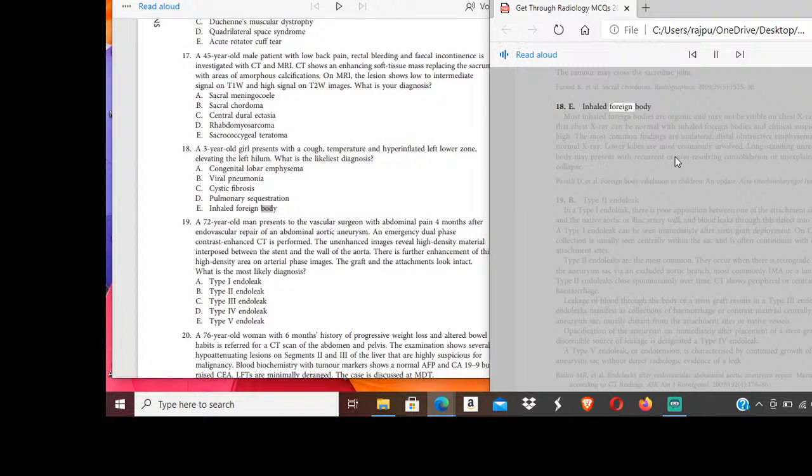18. E. Inhaled foreign body. Most inhaled foreign bodies are organic and may not be visible on chest X-ray. It is recognized that chest X-ray can be normal with inhaled foreign bodies and clinical suspicion needs to be high. The most common findings are unilateral, distal obstructive emphysema, followed by normal X-ray. Lower lobes are most commonly involved. Long-standing unrecognized foreign body may present with recurrent or non-resolving consolidation or unexplained segmental collapse.